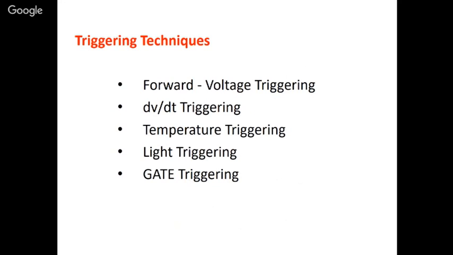So triggering techniques, you have different triggering techniques. One is the forward voltage triggering. When you increase the forward voltage, that is the breakover voltage we also saw. When you go on increasing the voltage, at one instant your thyristor will get turned on. Another one is dV by dt triggering. When there is a sudden rate of change of voltage, again this thyristor will get turned on.